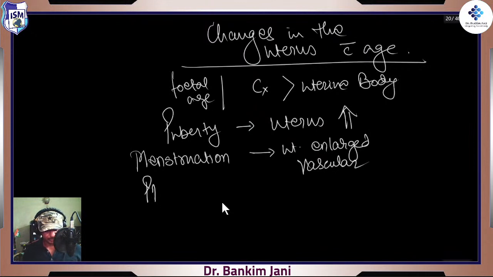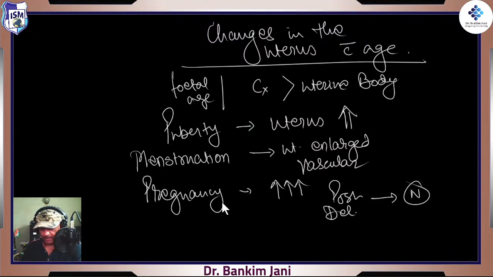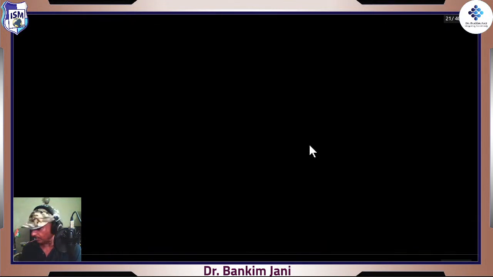Obviously, in pregnancy, its size is massively increased, right? Massively increased in pregnancy. And then post-delivery, it would once again come back to its normal size, right? As the age increases, in old age, it atrophies, or it decreases in size, right? So that's how there are changes with respect to the structure and the structural changes in the uterus.